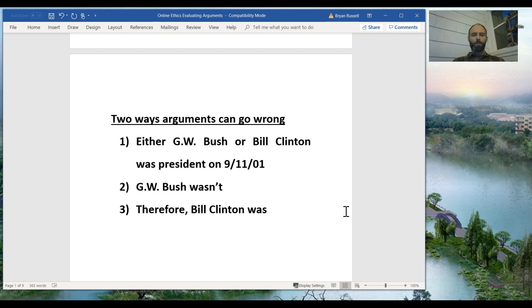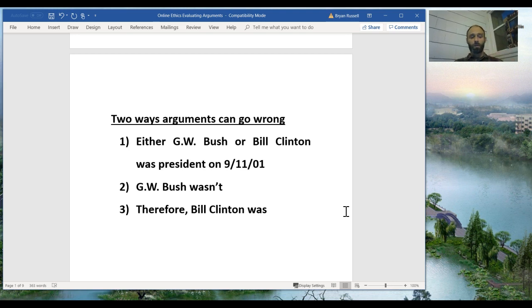So something's very obviously wrong with this argument. The problem with it is that premise two, that George W. Bush wasn't president on 9/11/01, is just false. So it leads us to a conclusion that we probably shouldn't believe.